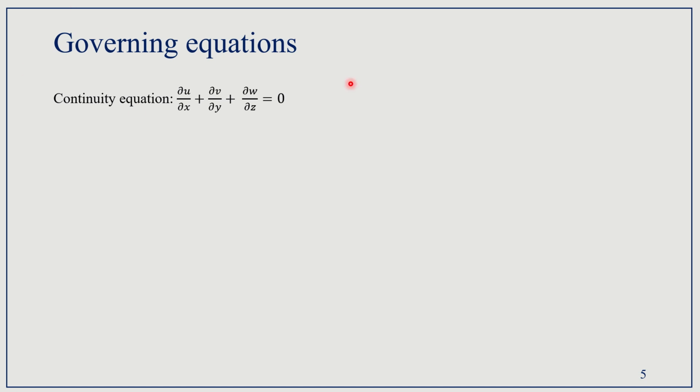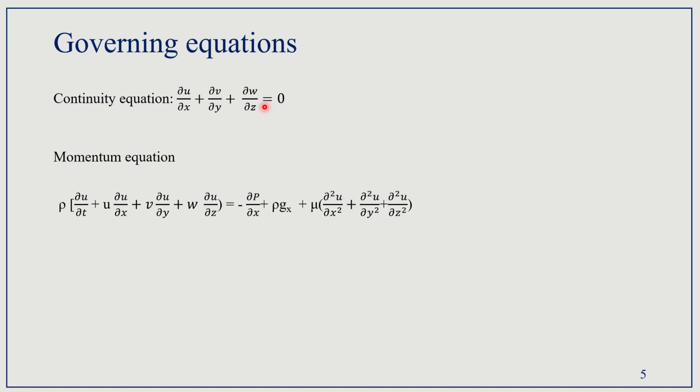So what are the governing equations we need to be solving? First is the continuity equation, which can be written as ∂u/∂x + ∂v/∂y + ∂w/∂z = 0 when we are dealing with incompressible fluid flow. And for the momentum conservation equations, we have ρ(∂u/∂t + u ∂u/∂x + v ∂u/∂y + w ∂u/∂z) = −∂p/∂x + ρg_x + μ(∂²u/∂x² + ∂²u/∂y² + ∂²u/∂z²). This is in x direction.